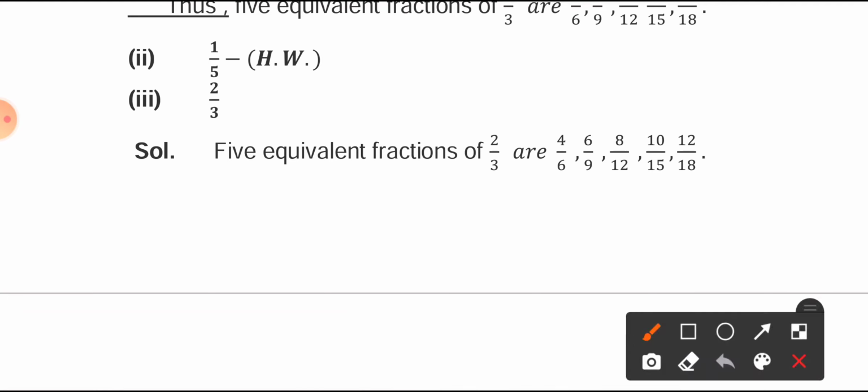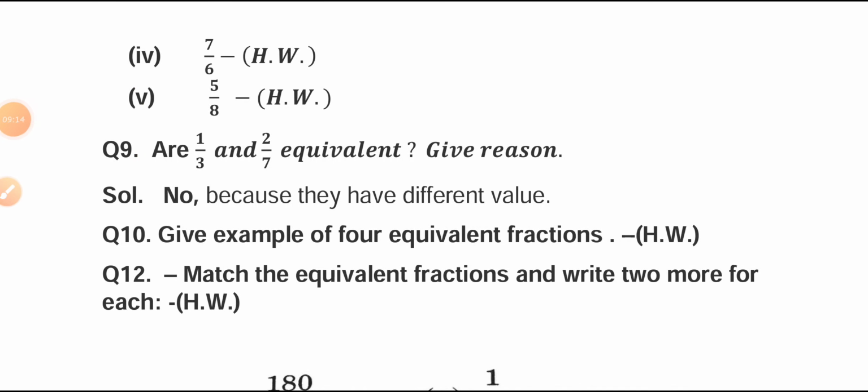Then see the next one, the third one, 2 by 3. As the denominator is given 2, you have to write the table of 2. 2 2s are 4, 2 3s are 6, 2 4s are 8, 2 5s are 10, 2 6s are 12. Then in numerator it is given 3. It means you have to write the table of 3. 3 2s are 6, 3 3s are 9, 3 4s are 12, 3 5s are 15, 3 6s are 18. Here only 5 equivalent fractions are asked, so you have to write till 5 only. As 1 is given already, it means here till 6. Like this you have to find the equivalent fractions in question numbers 4 and 5.